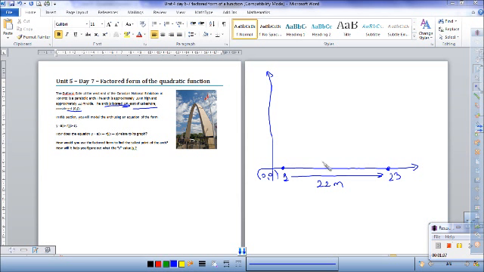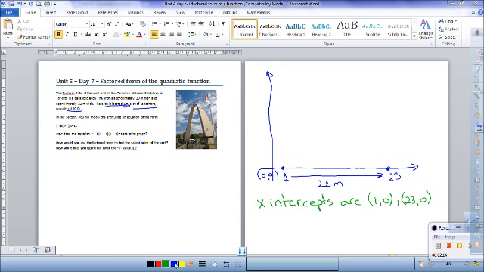Now, I want us to stop and think a little bit about what number 1 and number 23 on the x-axis represent. What do we call those points where the line intersects the x-axis? And if you have answered the x-intercept, you are correct. So the x-intercepts are 1 and 0 and 23 and 0.